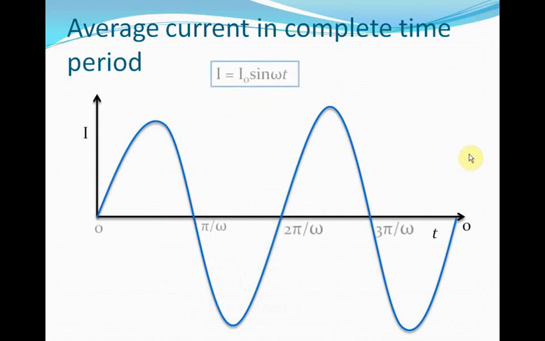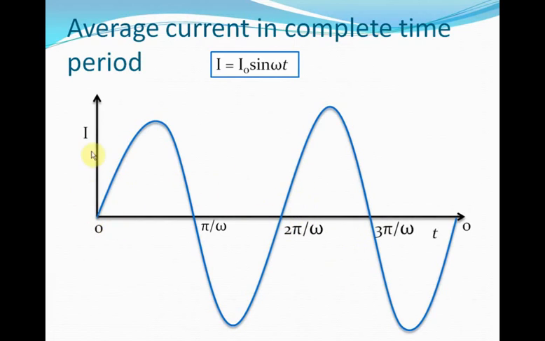So let us first try to calculate the current in a complete time period. Let's say the current is varying like this with respect to time. As you can see, I is I naught sine omega t. The current is 0 at time t equal to 0. Then the current increases, and finally, at time equal to pi by omega, the current becomes 0 again. Then it decreases, reaches a negative maximum value, and then again it becomes 0 at 2 pi by omega time.